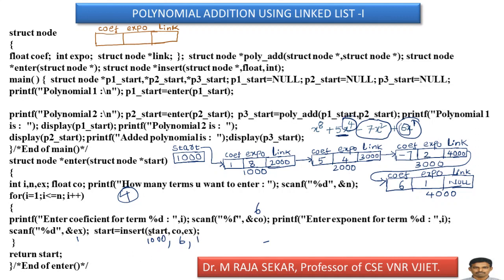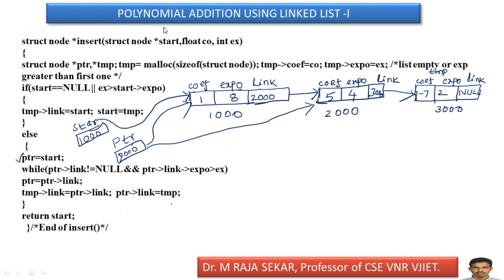We'll go to the next slide. 1000, 6, 1. This is 1000. Let me choose pen. 1000 is the starting node address. Code 6x power 1 means 6, exponent 1. As usual, what happens? Struct node star ptr tmp equal malloc size of struct node. Means internally a node will be created with 3 fields. What is my first field? COEF, coefficient. What is my next field? EXPO. What is my next field? Link. Let me keep the address of this particular node as 4000.